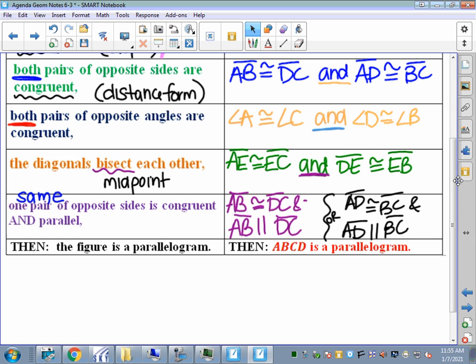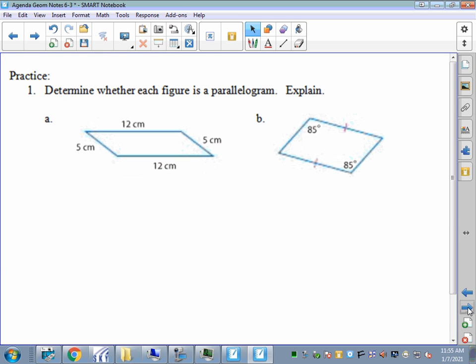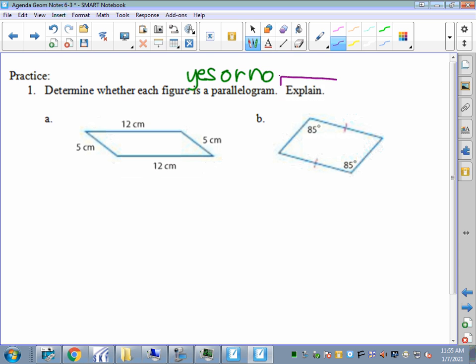We don't know if it's a parallelogram. So the first couple examples are asking, determine if this is a parallelogram. It's a yes or no question. But if you know me at all at this point, which hopefully you do because we've been together for a semester, I want you to explain it. Not just because it looks like it, but because you have some evidence. Your explanation is going to be one of those reasons from the table that we just went through.